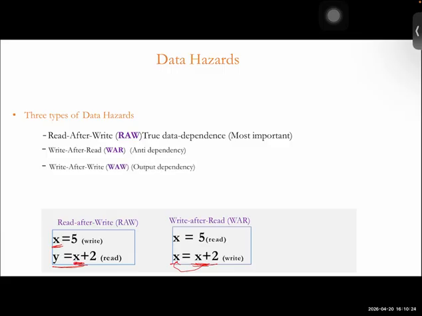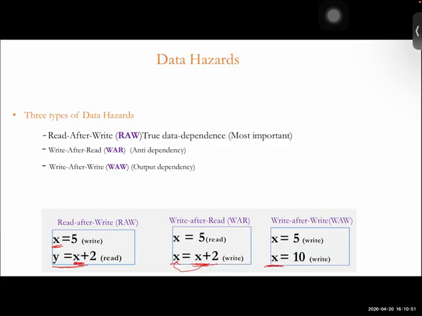The third one is write after write, that is the output dependency. Okay, so that is x is equal to 5 and the second one, suppose x is equal to 10. So first write the value 5 into x, then write or update the x value again. Generally we use these in loops.